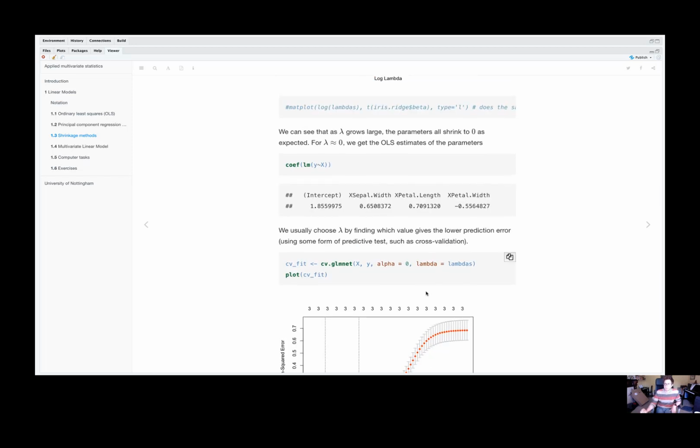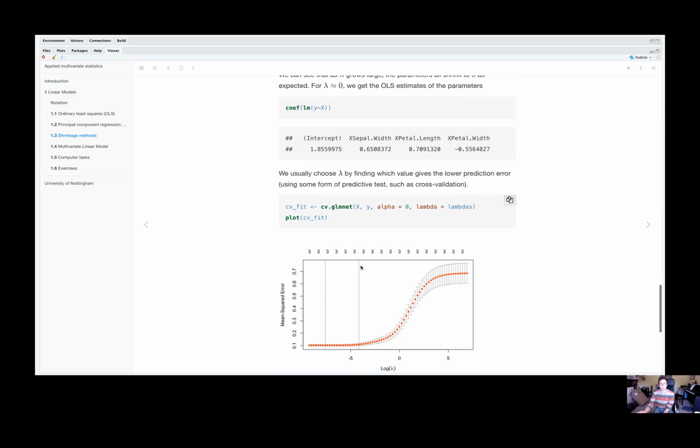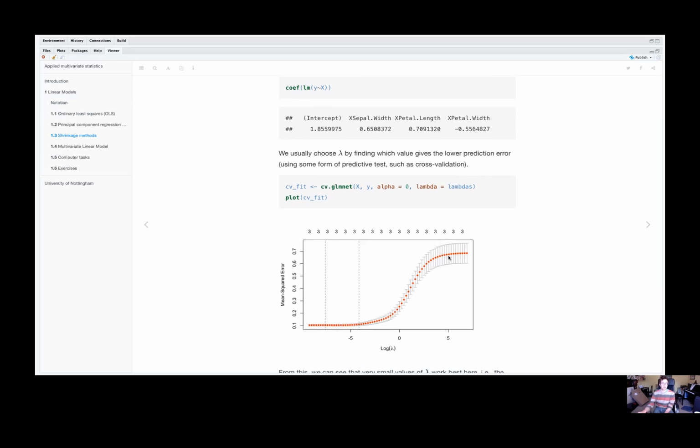So how do we choose lambda? Well, just as we did in PCR, in principal component regression, where we chose the number of components k, we choose lambda by finding the value which gives the lowest prediction error on some sort of test set. So again, we're going to use cross-validation here, whose details don't really matter for this module, but you split the data up into test and training sets multiple times. So if we do this cv.glmnet command, it will tell us the mean squared prediction error for each different value of lambda here. And this plot will then plot it.